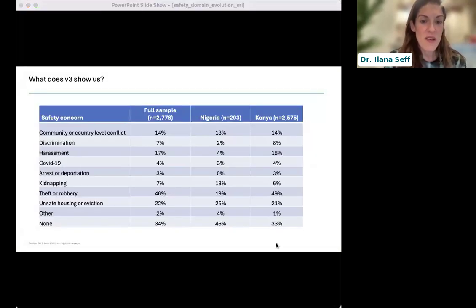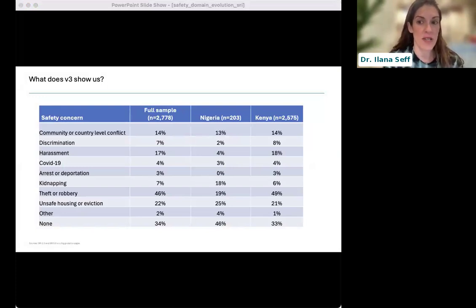So what are we finding so far? This just represents a few applications of the new domain. So looking at some data from partner organizations in Nigeria and Kenya, just to give you a sense of how we can get a bit more granular and really understand what the safety concerns are.